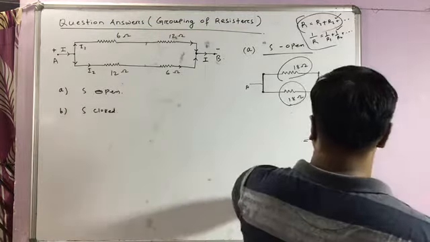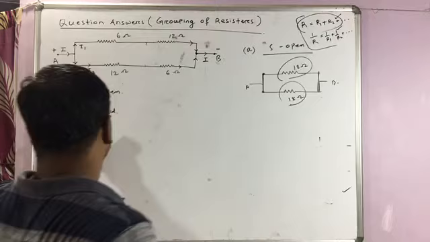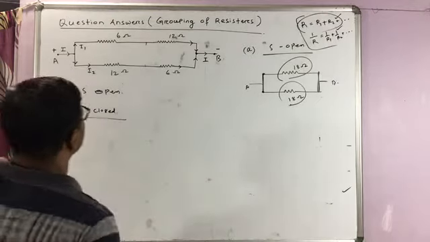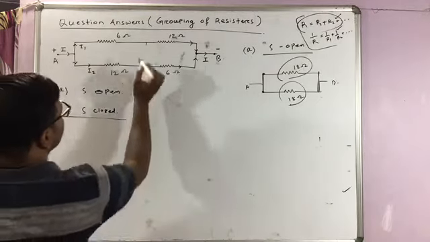So this is your first part, the switch open. Now the second part is closed. Closed means the points should be joined.